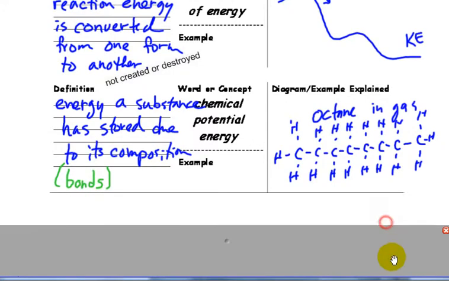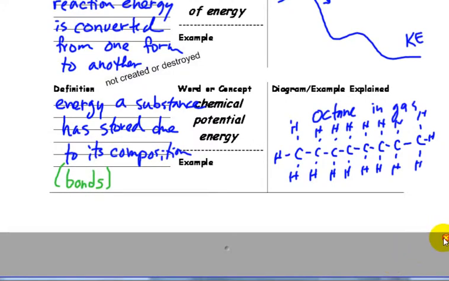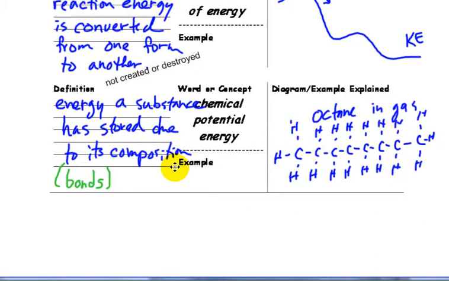Chemical potential energy: energy a substance has due to its composition. And I mentioned earlier I would show you this, the bond energy in an octane molecule. It consists of 8 carbons here and 18 hydrogens. So if you see all of these bonds here, carbon attached to carbon attached to H, if I was to break those bonds, energy would be released. So there's a lot of stored energy in an octane molecule.